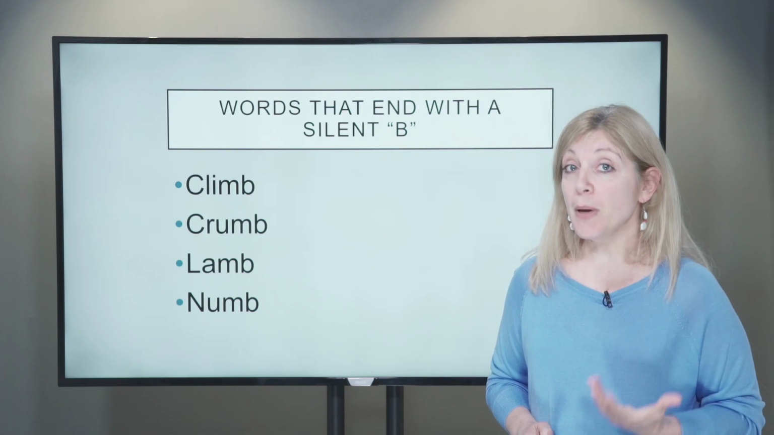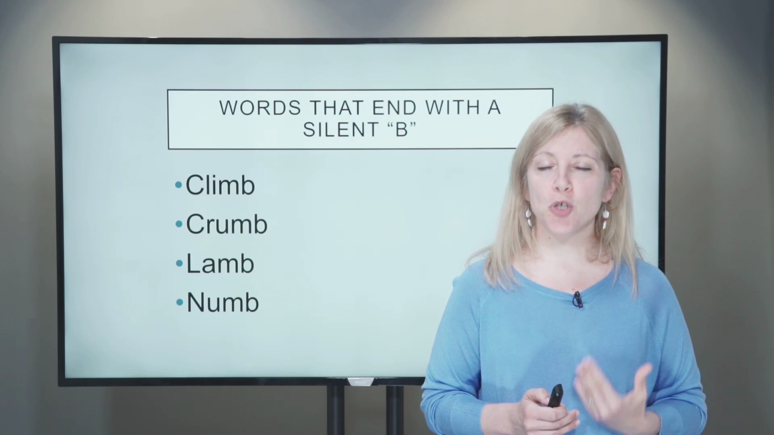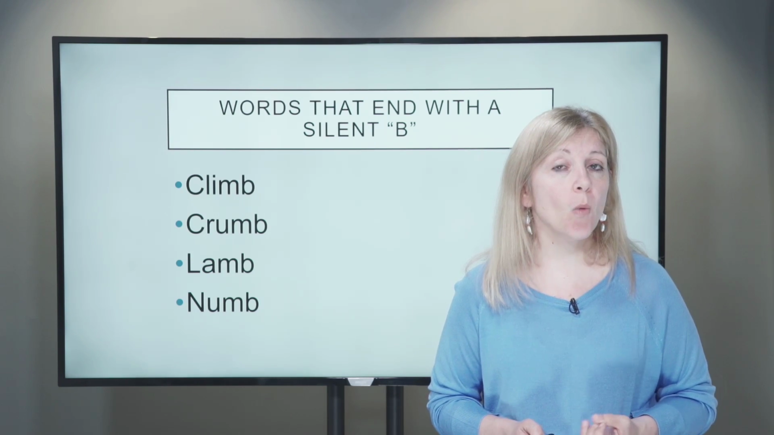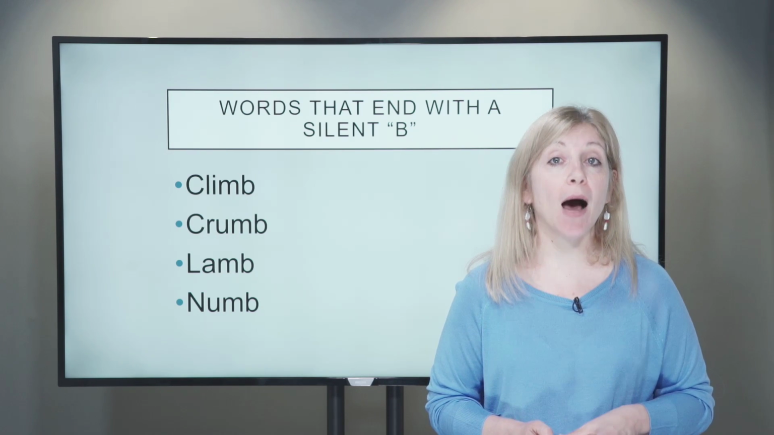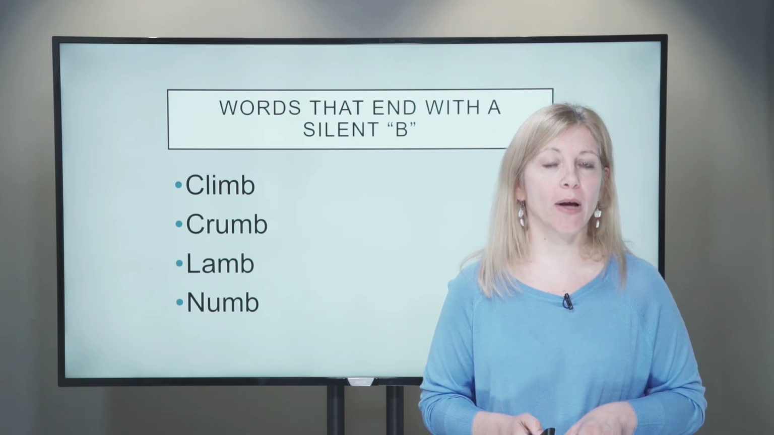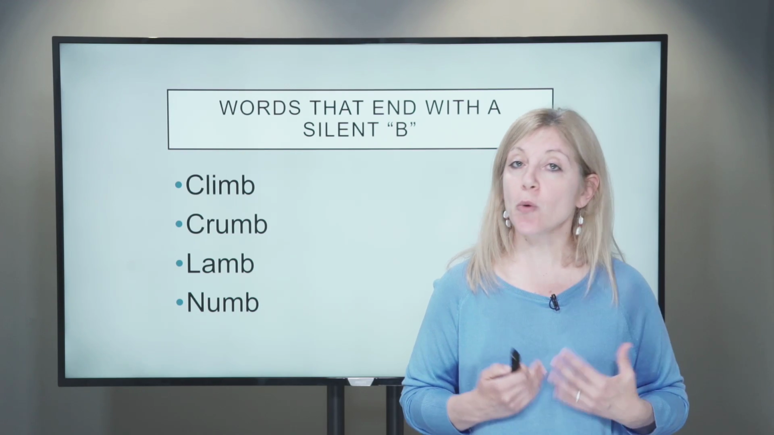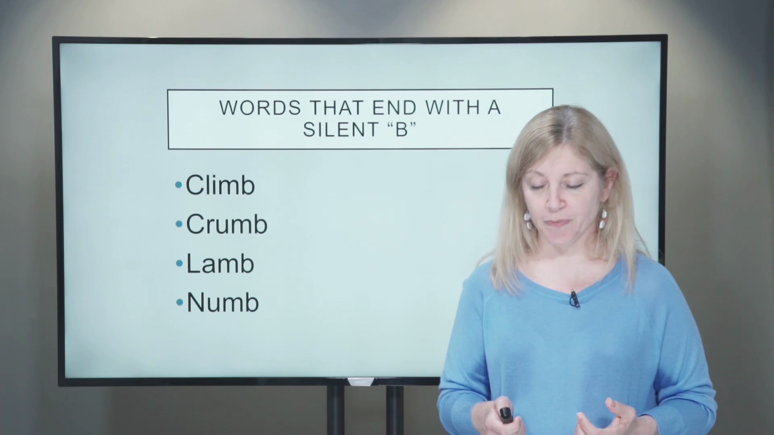Now with the B, I'm sure you know some of these words. Climb, we don't pronounce the B at the end. Crumb, lamb, and numb. So no B at the end. We don't sound it at all.